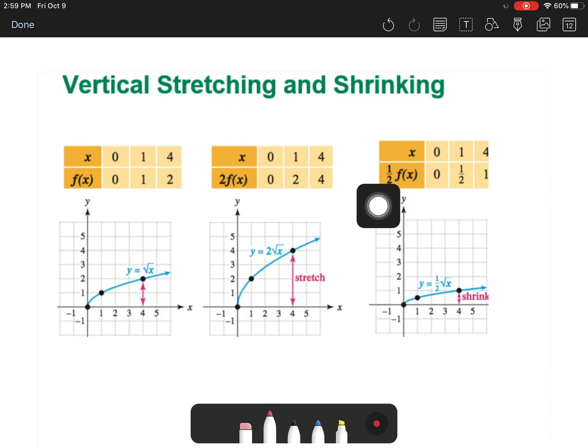Okay. If I have a number that's between 0 and 1, then that's going to be a vertical shrink, and it'll kind of squish it flatter, right? So where the y-coordinate was 1 here, now it's 1/2. Where it was 2, now it's 1, so it makes it flatter. It's a vertical shrink there, okay?